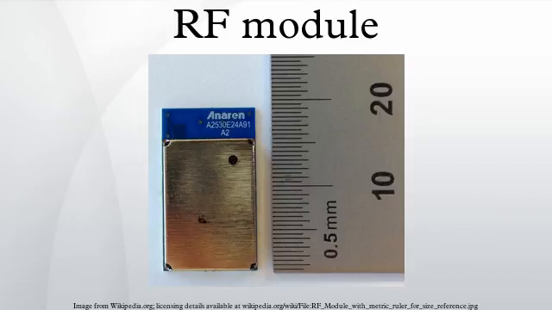Transceiver modules. An RF transceiver module incorporates both a transmitter and receiver. The circuit is typically designed for half-duplex operation, although full duplex modules are available, typically at a higher cost due to the added complexity.